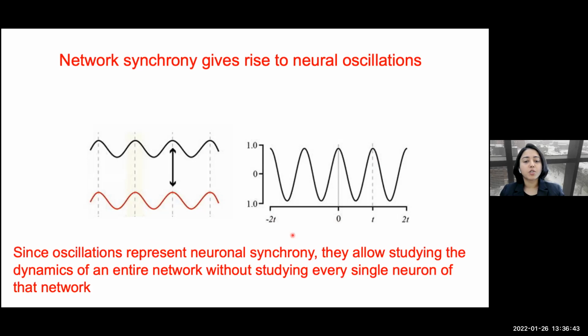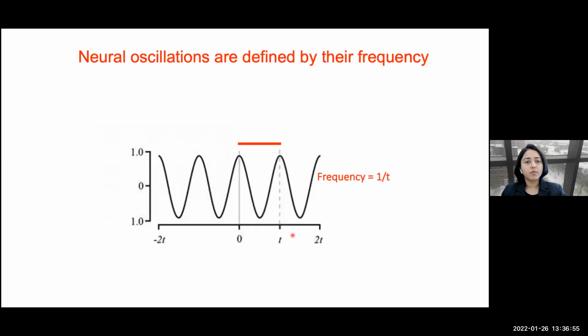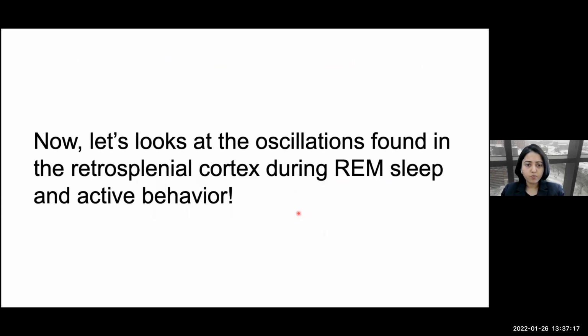Since oscillations represent neuronal synchrony, they allow studying the dynamics of an entire network without studying every single neuron of the network. One important property of neural oscillations is known as frequency. That can be seen as the distance between adjacent peaks or troughs, which gives us the time period, and the inverse of that is the frequency. So frequency gives us the number of cycles that happen in 1 second.